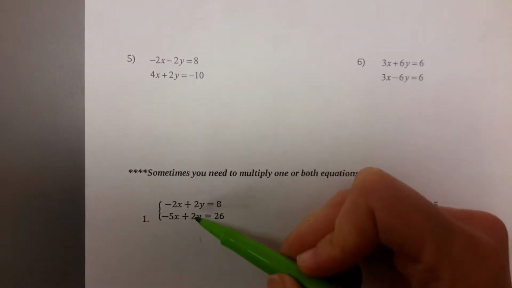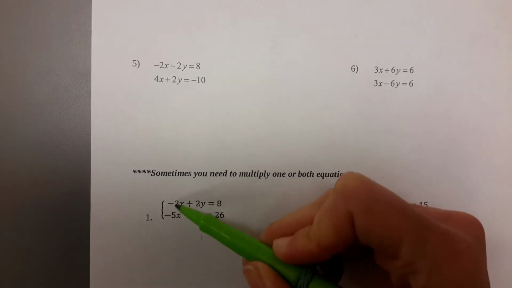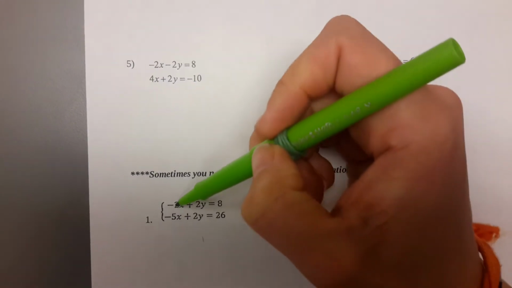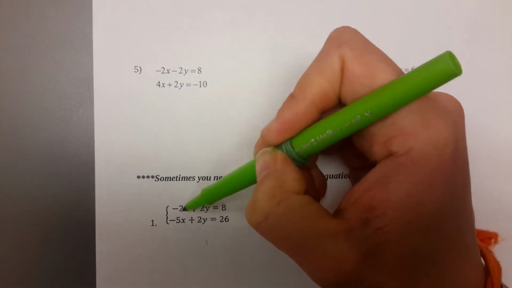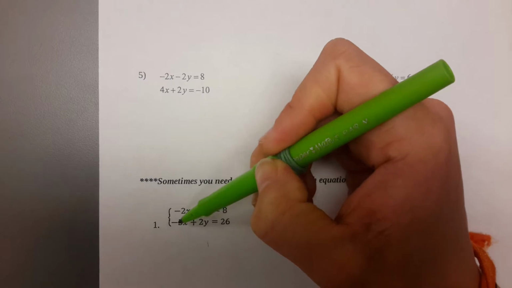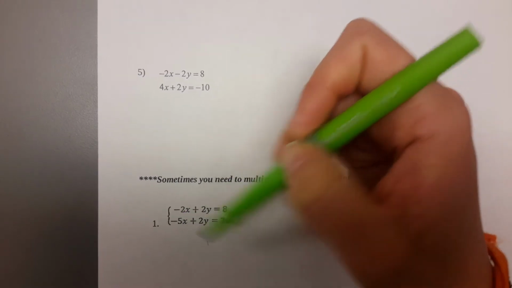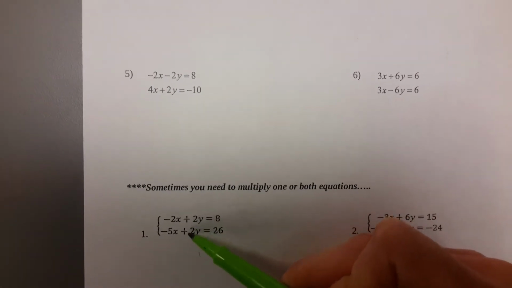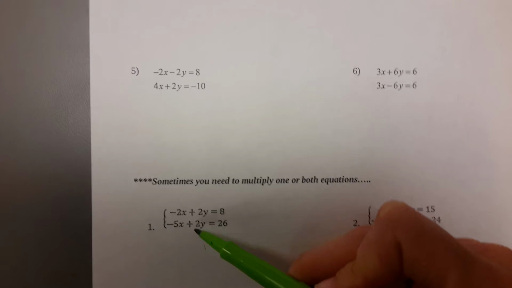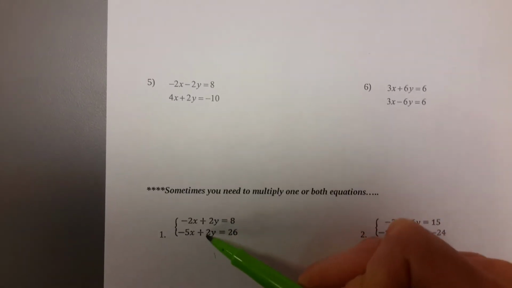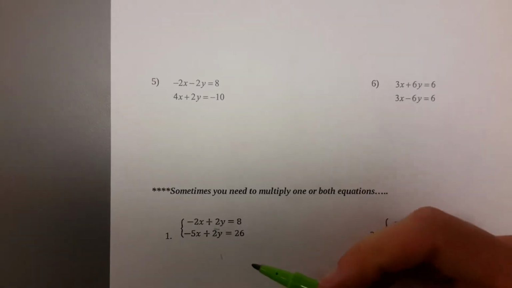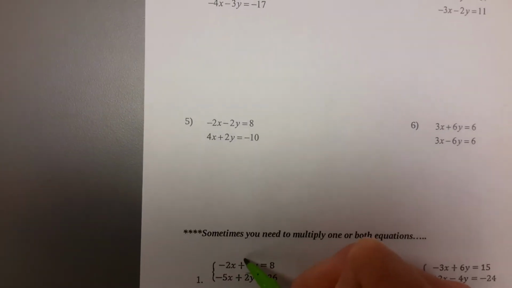So you got to think, what would I need to do in order to make either these x's cancel out or these y's cancel out? Is there anything I could multiply a negative 2 by to turn it into a 5, which we would need to cancel out? And there is nothing. So then I look here. I need one of these to become a negative 2y, so that way they can cancel out. How do I make a positive 2y turn into a negative 2y? All I have to do is multiply it by negative 1.